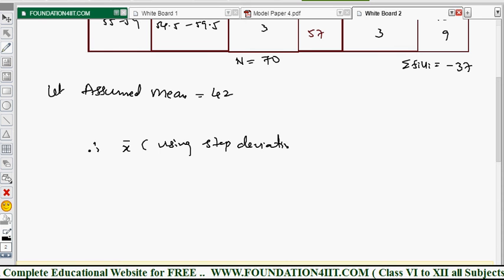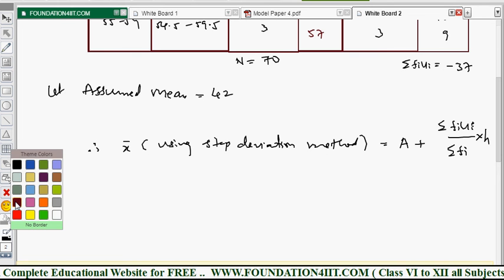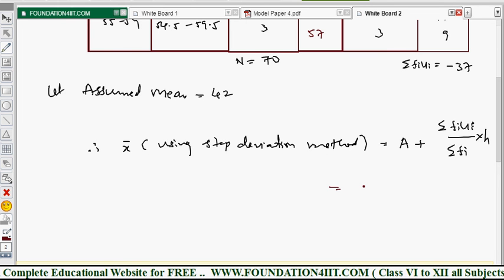If you use the step deviation method, you use the formula: mean equals a plus sigma fi ui by sigma fi, or n, into class size, that is h. So let's apply these values in this. Assumed mean is 42, plus sigma fi ui is minus 37, by sigma fi is 70, into class size is 5.